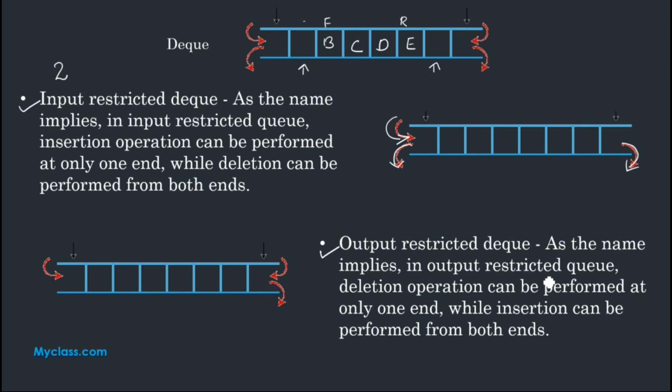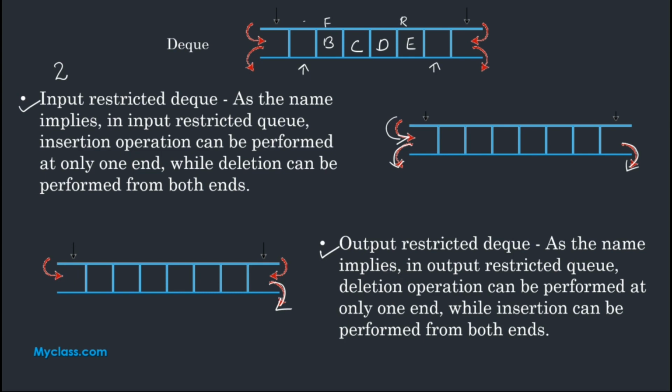In output restricted DQ, as the name says, the output is restricted. We can perform insertion at both sides, but we can delete only from one side, maybe from the front or maybe from the rear side. That is the concept of output restricted DQ. In input restricted DQ, we are restricting input. In output restricted DQ, we are restricting output. We can only insert from one side in input restricted DQ, and we can only delete from one side in output restricted DQ. So that is the concept of DQ.